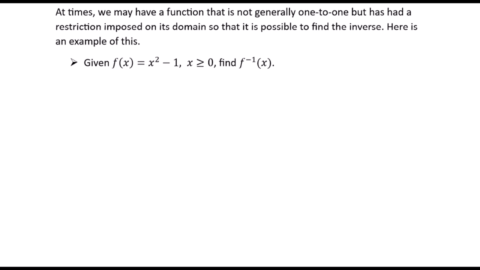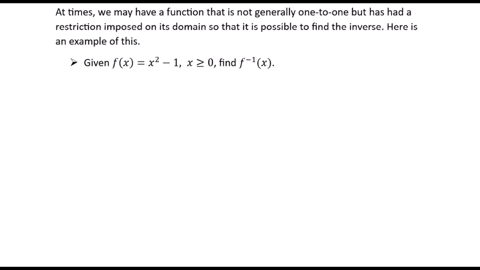Now at times we may have a function that is not generally one-to-one, but has had a restriction imposed on its domain so that it is possible to find the inverse. Here is an example of this. Given f of x equals x squared minus 1, x is greater than or equal to 0. Find f inverse of x.